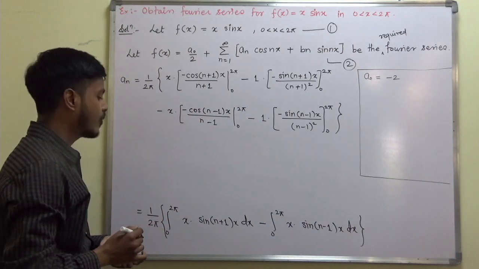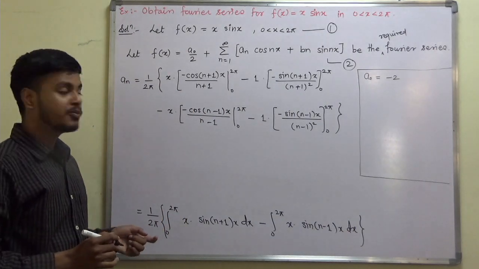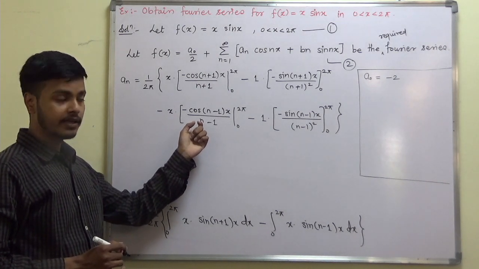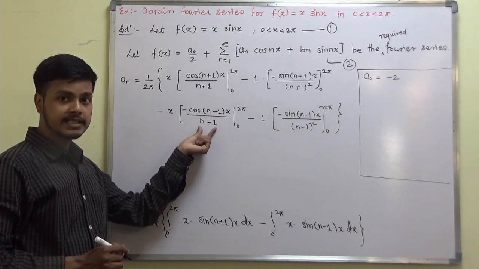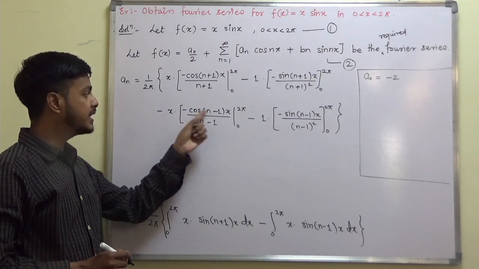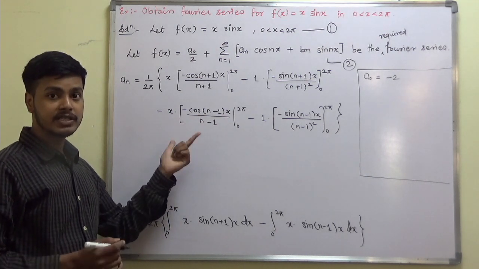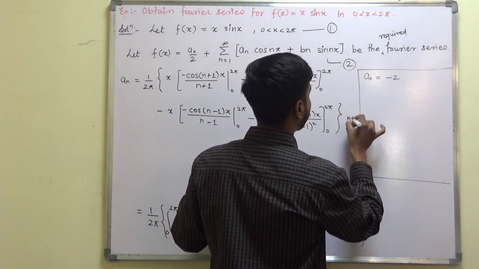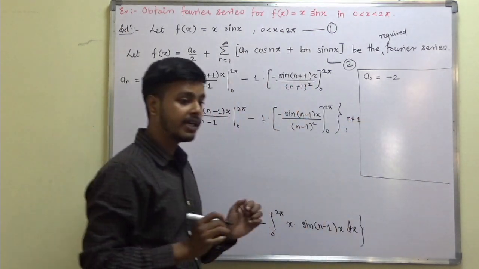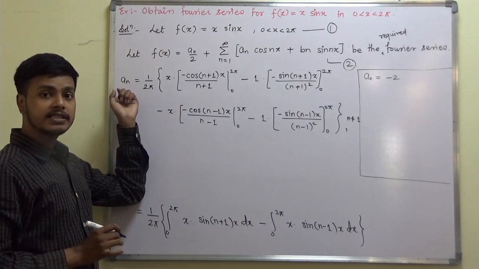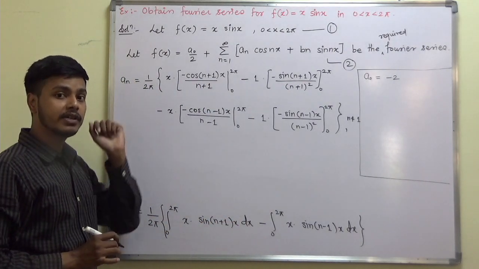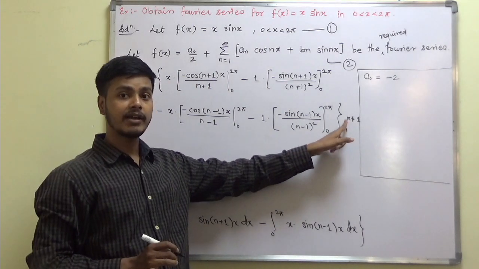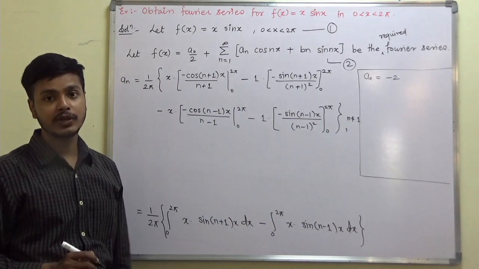Now one remark I would like to make here is that if I take n is equal to 1, this would be infinity, that is not defined, so I have to specify here n not equal to 1, meaning thereby the value of an is like a2, a3, a4 and so on we are finding. We have to find an for n is equal to 1 separately.